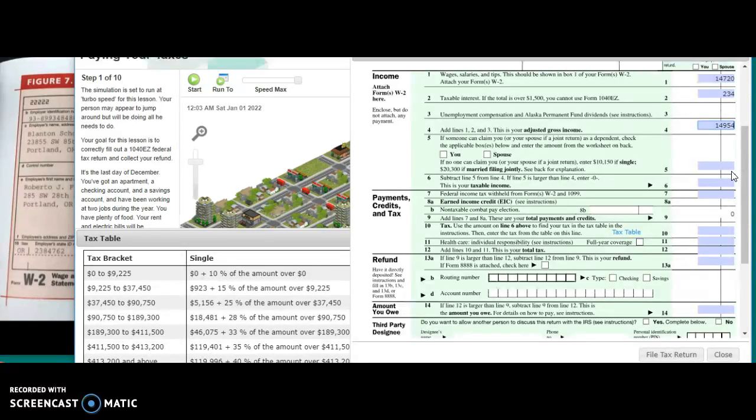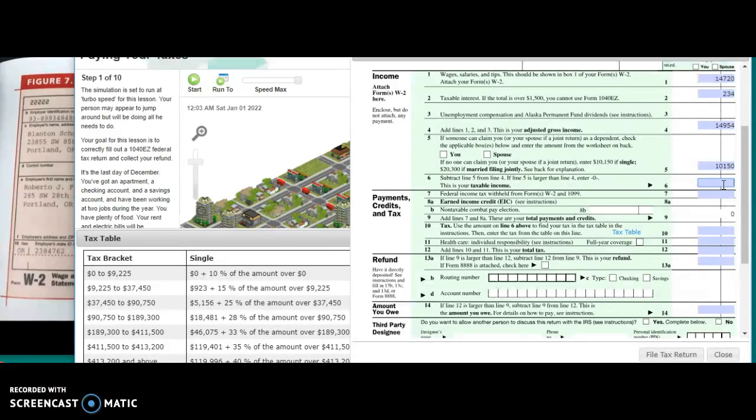All right, let's take a look at line 5 here. If someone can claim you or your spouse if a joint return as an independent, check the applicable boxes below and enter the amount from the worksheet on the back. So for these purposes, we are always going to claim as single, which means we enter $10,150. If we were claiming married filing jointly, this time we would put the $20,300. But we're just going to be filing singly, so we're going to put $10,150.